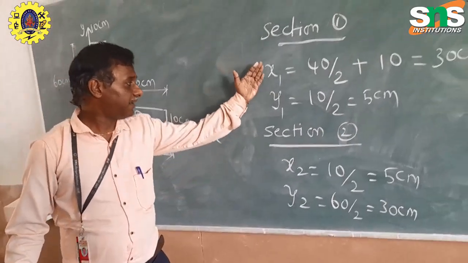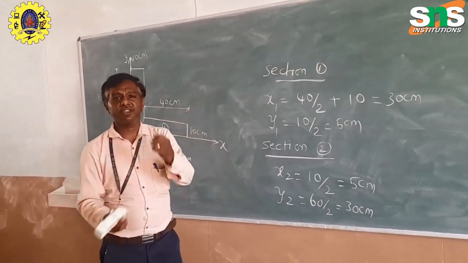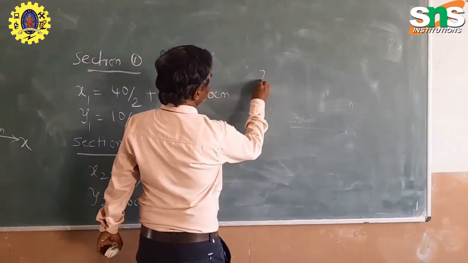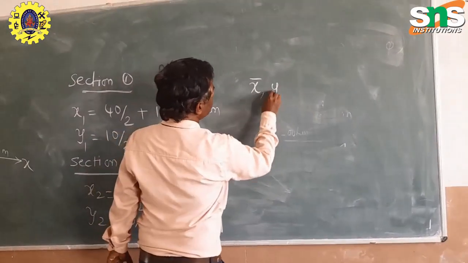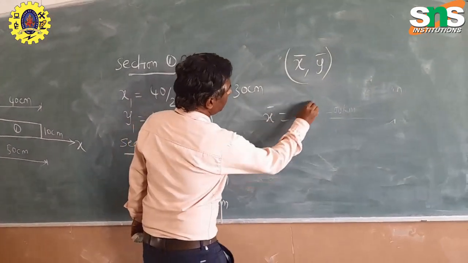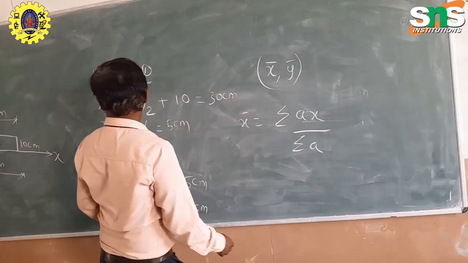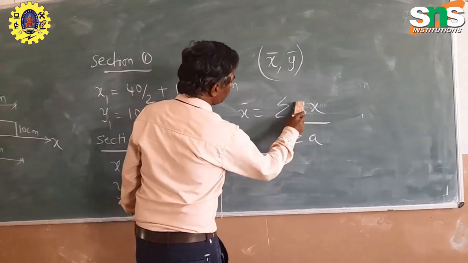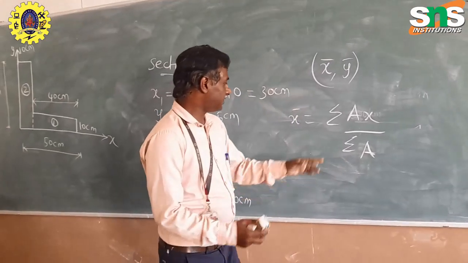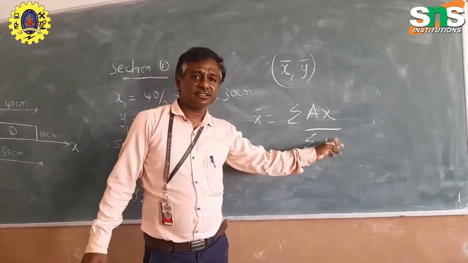Okay, this is for the individual section centroid. So how can we combine these two, put together? How can we get the exact centroid value? For a composite section, x bar and y bar are the centroid. So x bar is equal to sigma ax divided by sigma a. Let's take area as capital A. So the sum of area multiplied with the centroid of the particular section, divided by the sum of the total area.